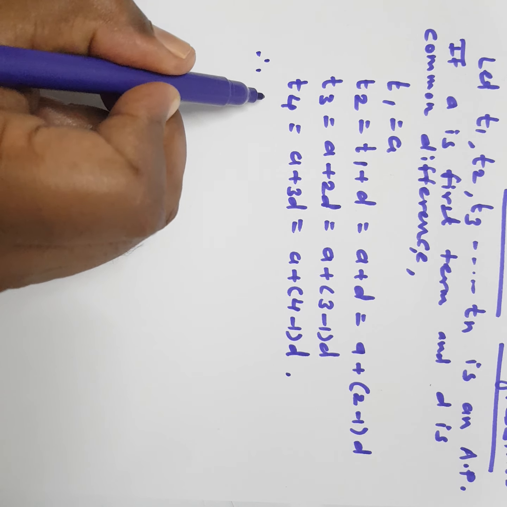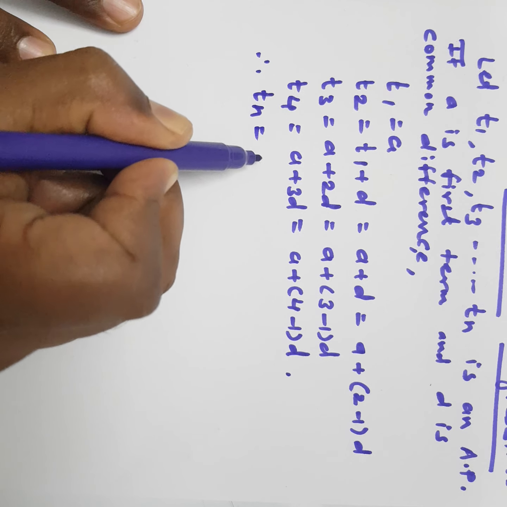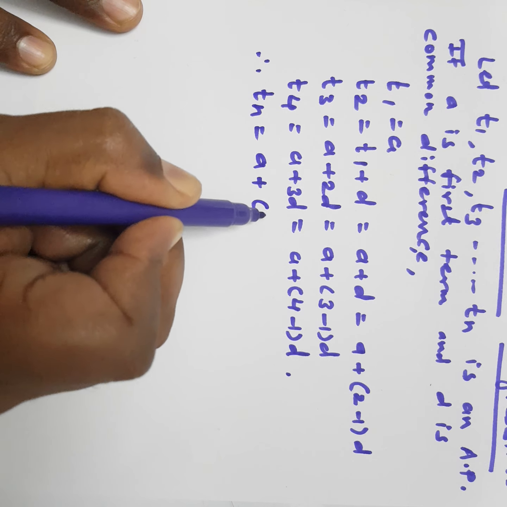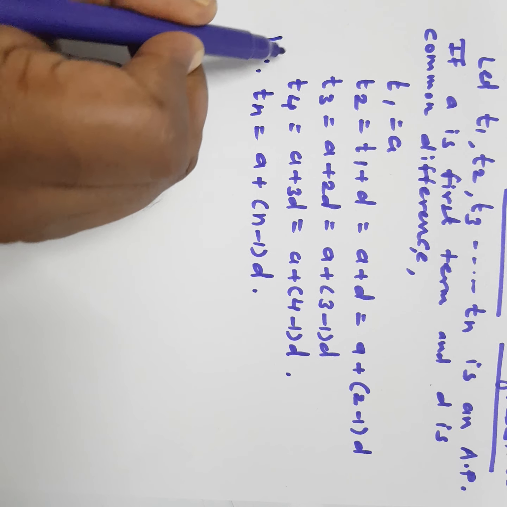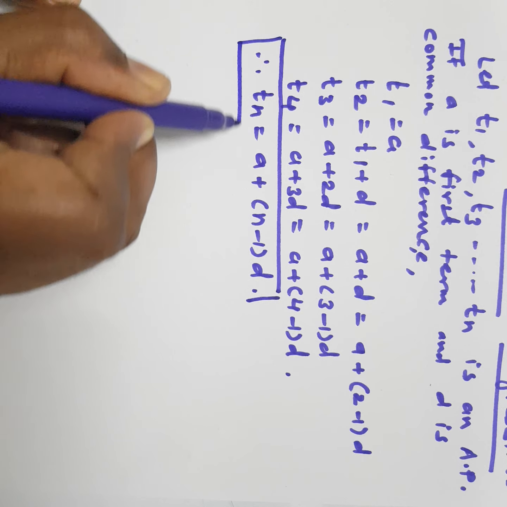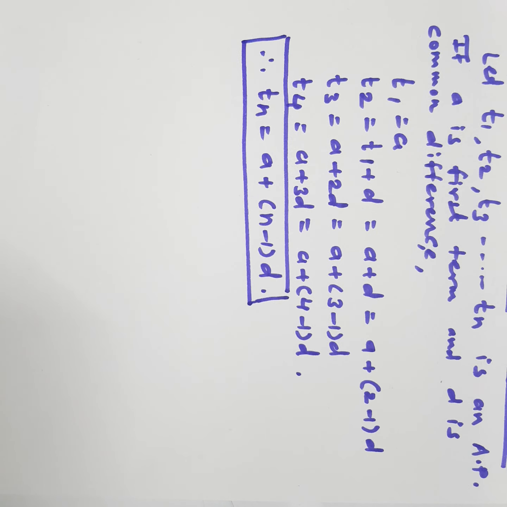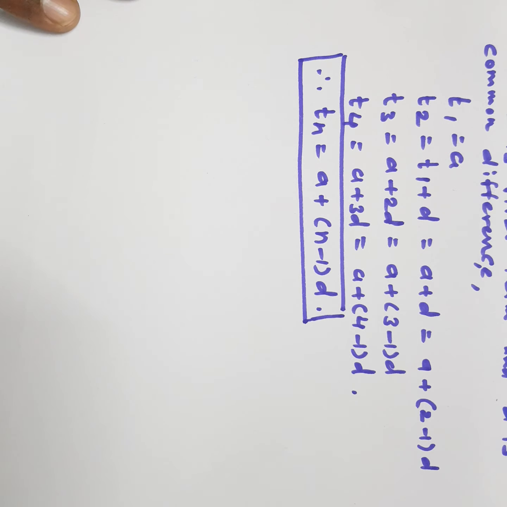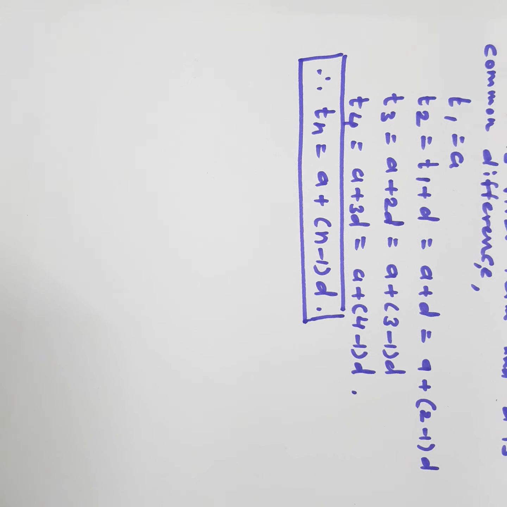In this way, we can write Tn is equal to a plus (n minus 1) into d, and this is the general formula for the nth term of an AP. Now we will solve examples by using this formula. We will take the first example.